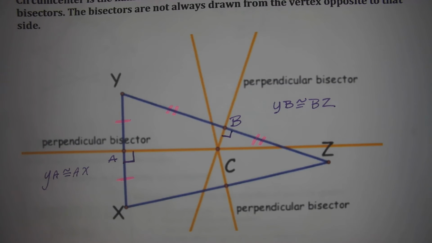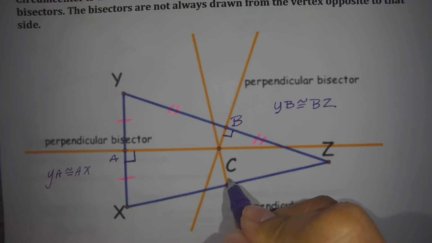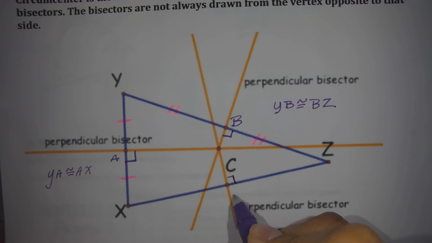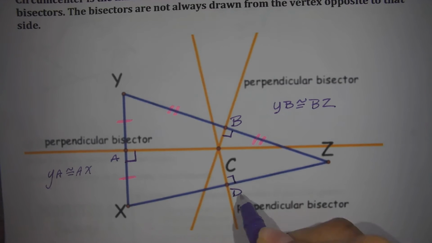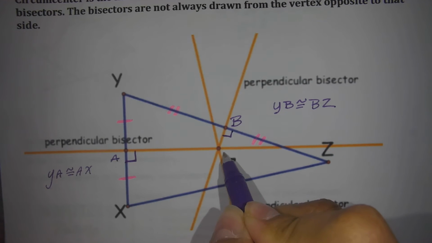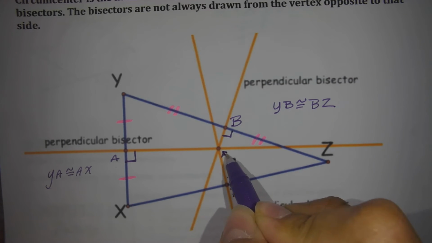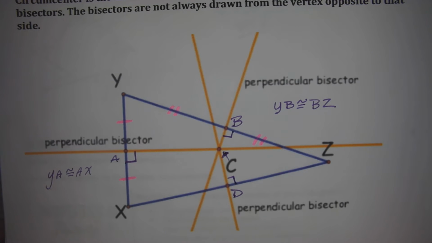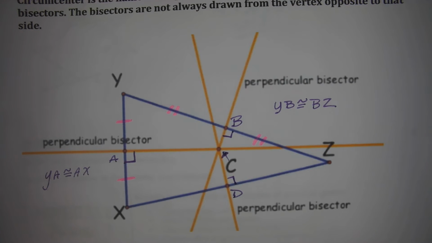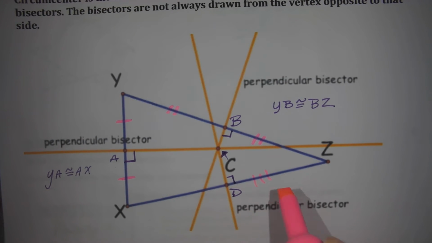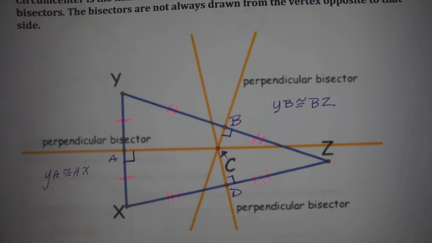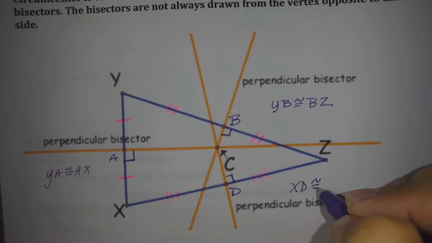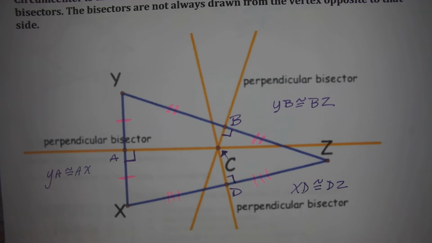And then the same thing is happening here. You have another perpendicular bisector. So this is a right angle. And we're going to call this point D, because we already have point C. I'm going to label that like that, so you know that that's point C. All right. So now you have, again, a bisected side. So this side is congruent to this side. And then you have XD is congruent to DZ.